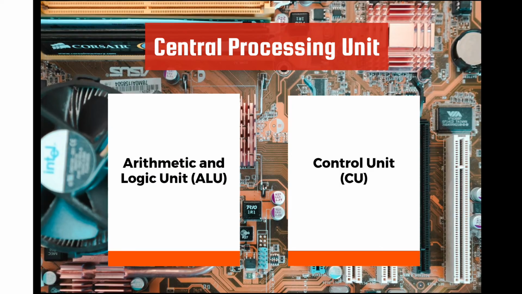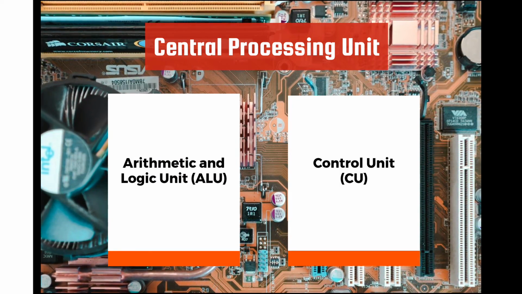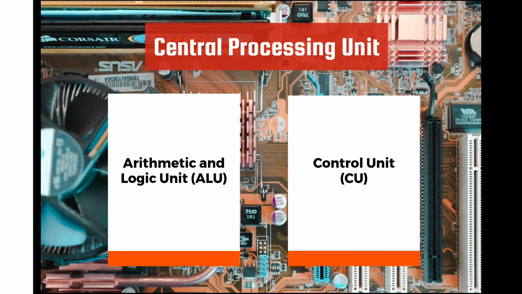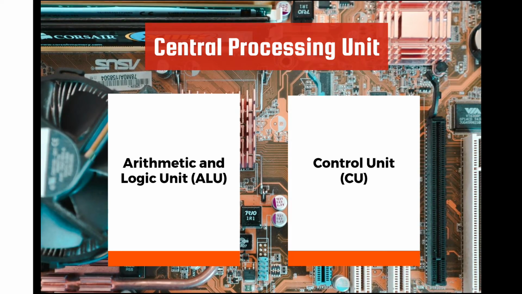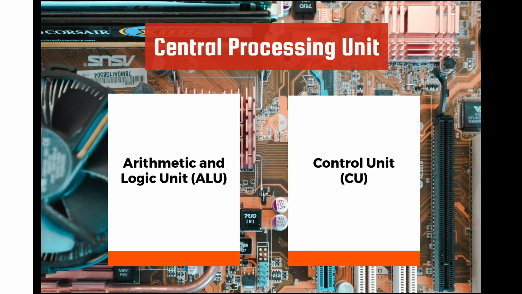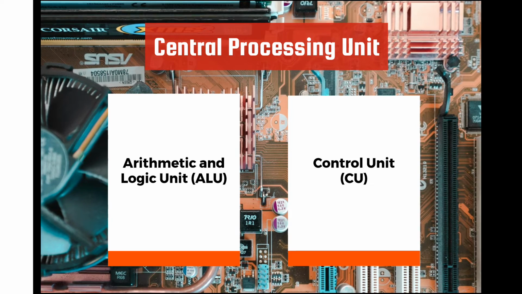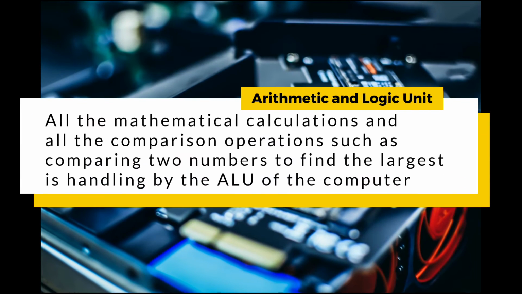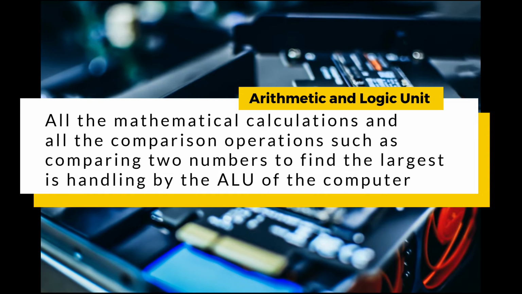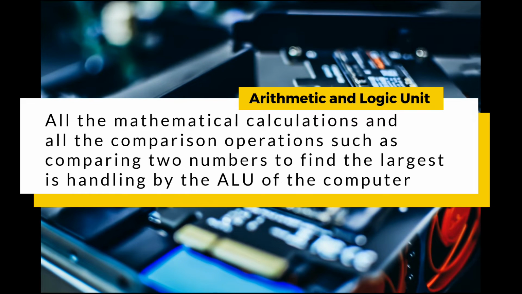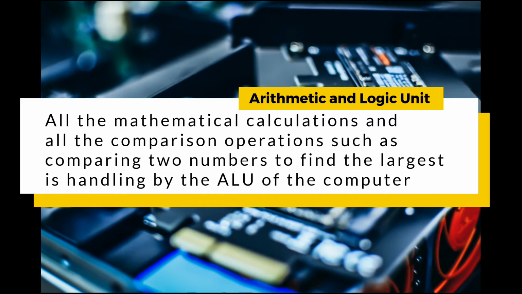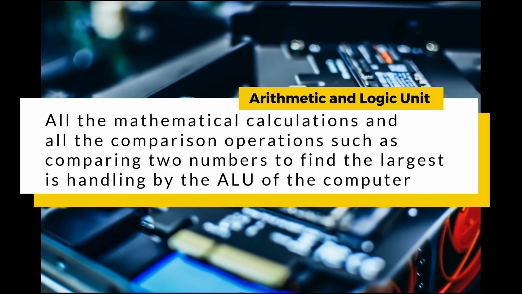The central processing unit can be mainly categorized into two parts. The first one is the arithmetic and logic unit, which you can also call the ALU. The second part is the control unit, which you can also call the CU. Let's learn about the arithmetic and logic unit. All the mathematical calculations and all the comparison operations, such as comparing two numbers to find the largest, are handled by the ALU of the computer.